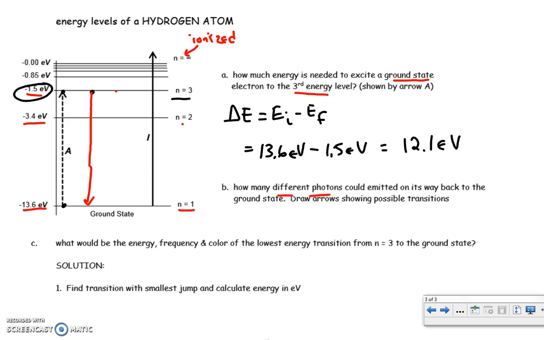It could also drop from 3 to 2, and in that simple little transition, it will give off a photon. This will give off a photon of a different energy. And if it goes from 3 to 2, it's not going to stay in 2, so eventually it's going to drop from 2 to 1. And that's going to give off its own photon. So we get 3 photons given off for 3 different possible jumps on the way back from 3 to 1. So there are 3 of them, and we can calculate the energy very easily by looking at the differences.